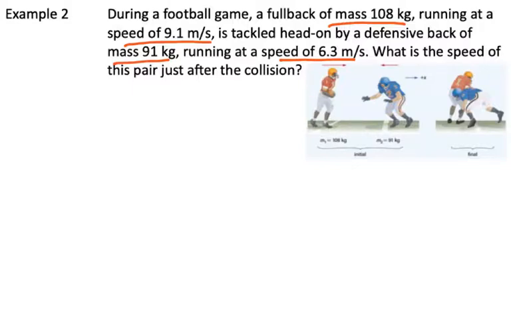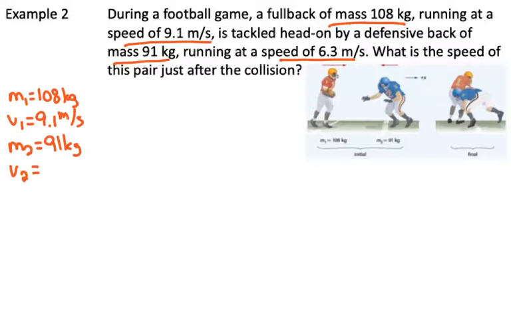So again, we need to define one of these as object 1 and object 2. I'm going to pick the fullback as object 1, so M1 would be 108 kg. The speed of that fullback would be V1, so 9.1 meters per second. Defensive back will be object 2, so M2 be 91 kg. And V2 would not be just 6.3 meters per second.